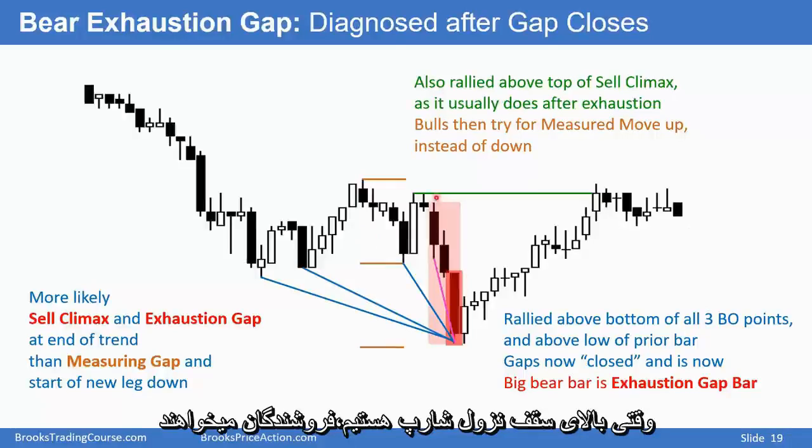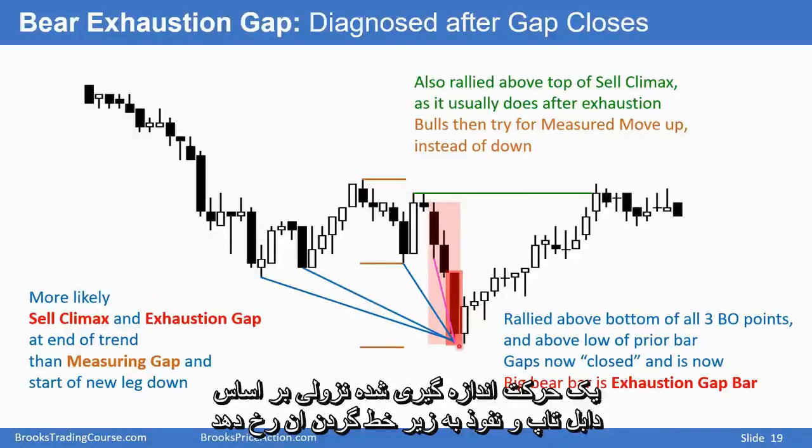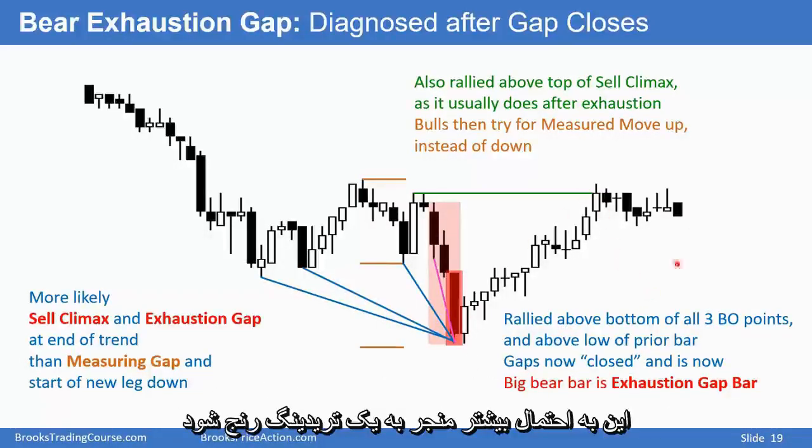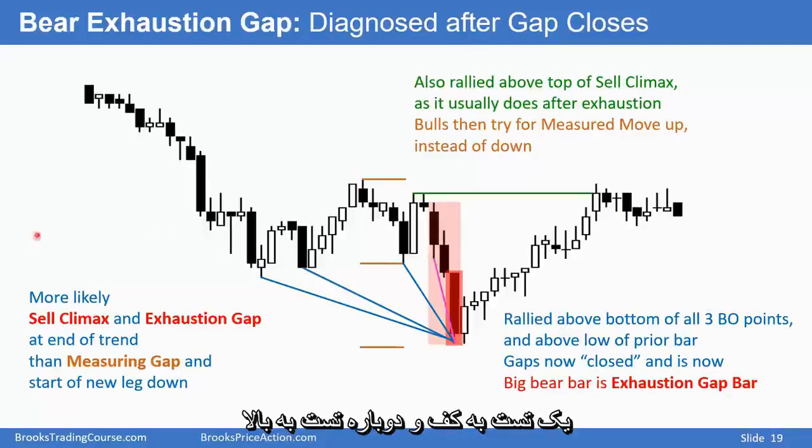When above the top of the sell climax, the bears want a double top, break below the neckline, measure move down. This is too much of big down, big up, big confusion. It's more likely the market's going to enter a trading range, test down, and then test back up.